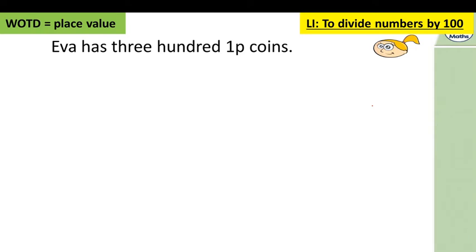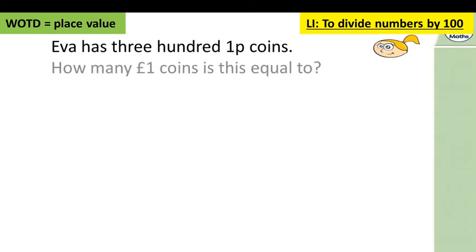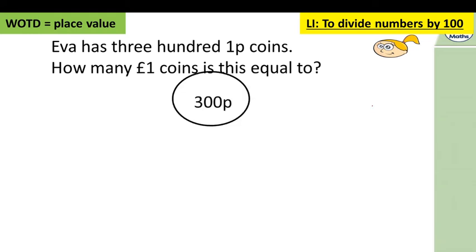Okay, so we're going to look at another question. So it's dividing by 100, just in a slightly different way again. So Eva has 300 1p coins. How many £1 coins does this equal? So we're going to look at this in a part-whole model.